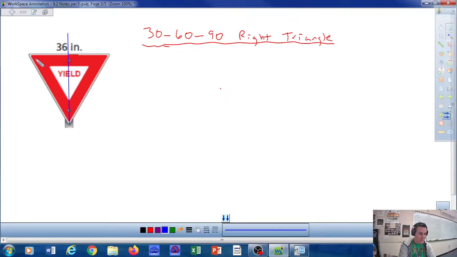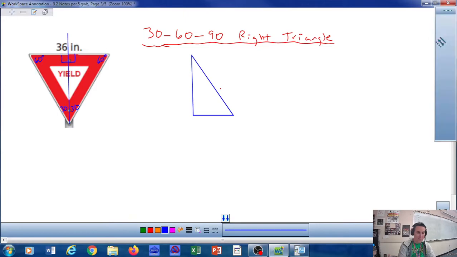Because remember, in an equilateral triangle, these angles are all 60. And when you draw in that perpendicular line right there, that 60 angle got cut into two 30s. So that yield sign that you see when you're out driving on the road is, if you cut it in half, a 30, 60, 90. You have a long leg, you have a short leg, and you have the hypotenuse.